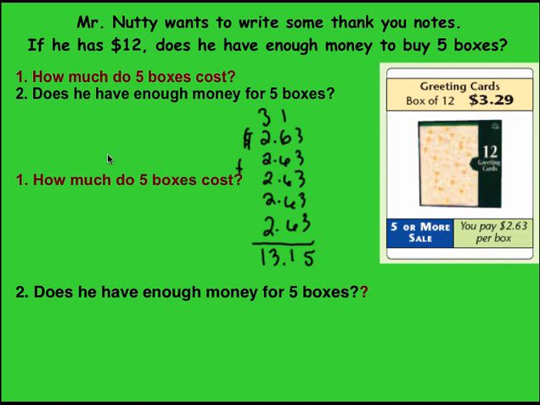$13.15. Does he have enough money to buy 5 boxes? How much did Mr. Nutty have originally? So does he have enough money? He does not. If he has $12, he can't buy 5 boxes. Does he have enough if he buys 4? We're going to let you figure that one out. See you later.